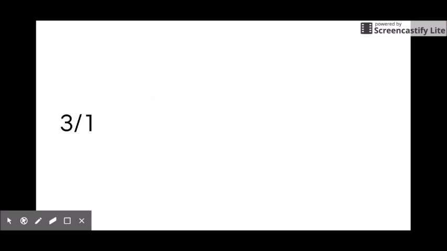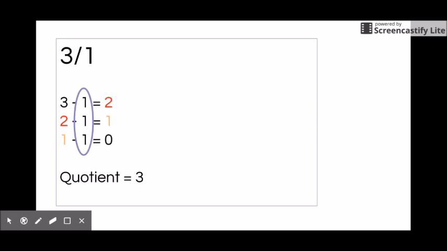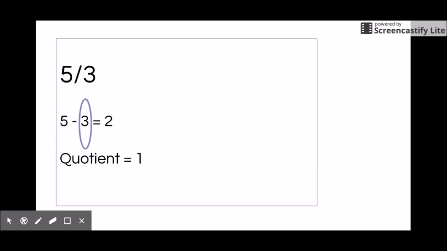If I say 3 by 1, I subtract 1 from 3, I get 2. Then I subtract 1 from 2, I get 1. Then I subtract 1 from 1, I get 0. So I'll stop subtracting 1 from 3 when the answer is less than 1. What I mean is when the remainder is less than the divisor. So in this case, the number of 1s is 3 and the quotient is 3. Consider 5 by 3.